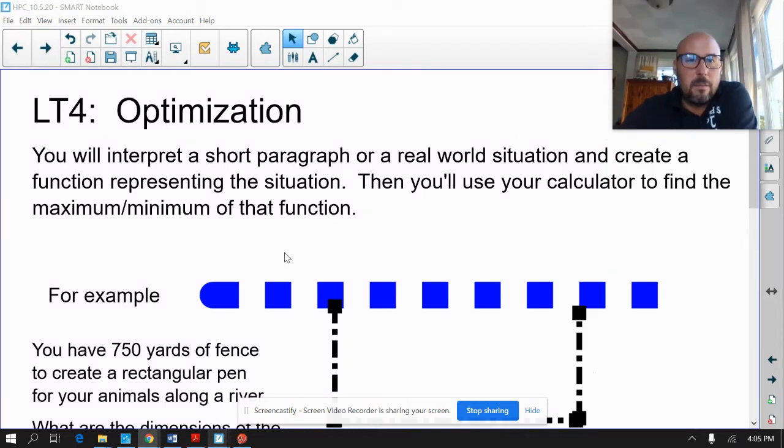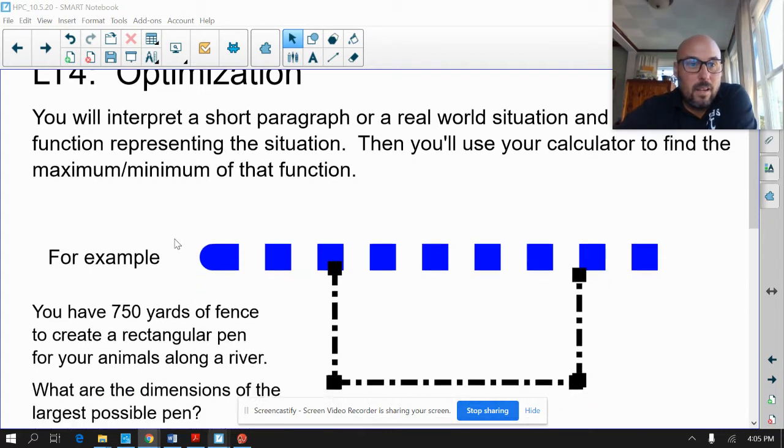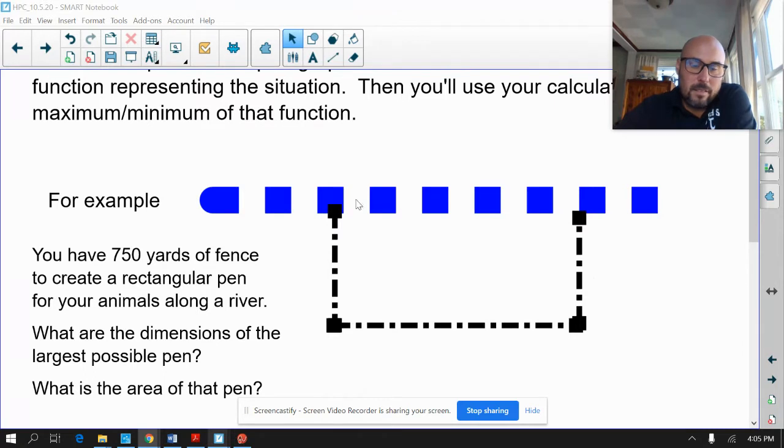This is a very, very typical problem with optimization. The overall goal is that you're going to have to read and understand some sort of small paragraph, and you're going to mathematize it. You're going to write an equation that is relevant to the context of that problem, and then use your technology to solve it. So, for example, you're going to hear this problem a lot. You are a farmer and you have to build a pen to keep your animals in, and one of the walls is a river. You only have 750 yards of fencing.